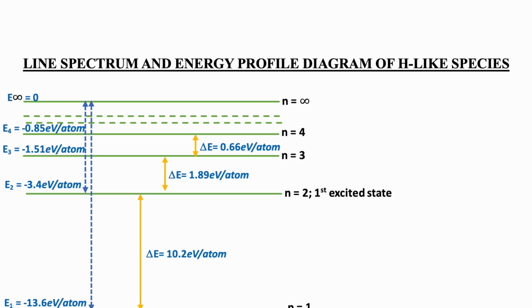Initially, when it was getting excited to a higher energy level, it was absorbing X amount of energy, let's say, equivalent or corresponding to a particular wavelength of radiation. So when it de-excites to the lower energy level, it will be emitting that equivalent amount of energy.